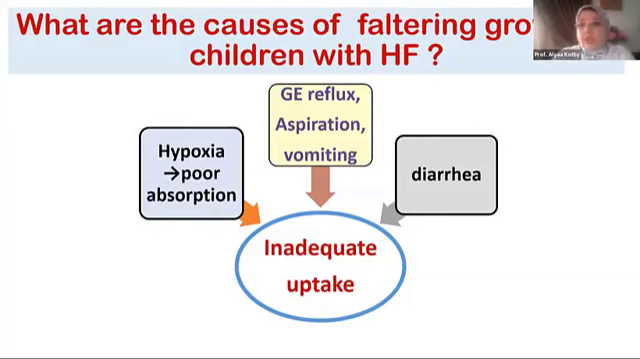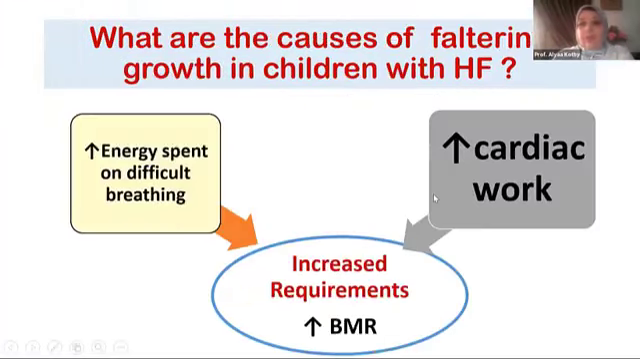Diarrhea can also lead to inadequate uptake due to decreased immunity and repeated infections in patients with faltering growth. These babies have increased requirements, increased basal metabolic rate. They need more energy for the muscles, increased energy spent on difficult breathing, the respiratory muscles, and the accessory respiratory muscles. They have extra work and they're working excessively, and thus they need more energy, together with the heart. Instead of working at 110 or 120 beats per minute, it's working at 150 beats per minute. This is an extra amount of energy that is needed all the time, every minute of the day.